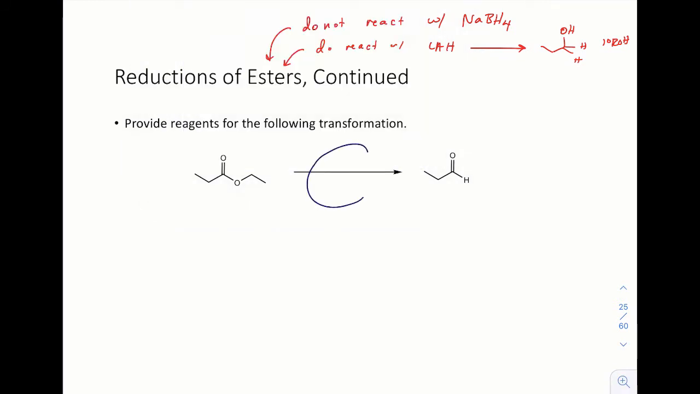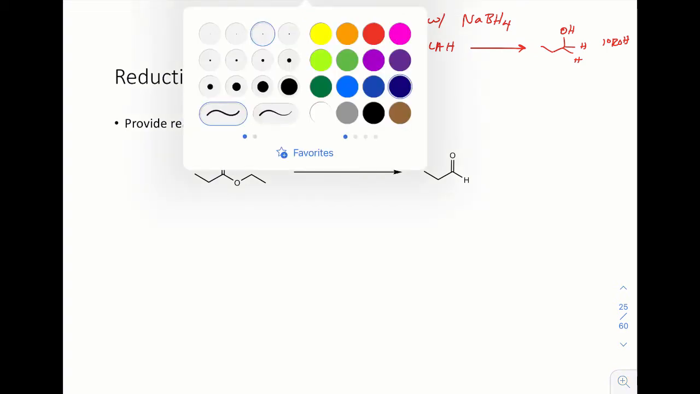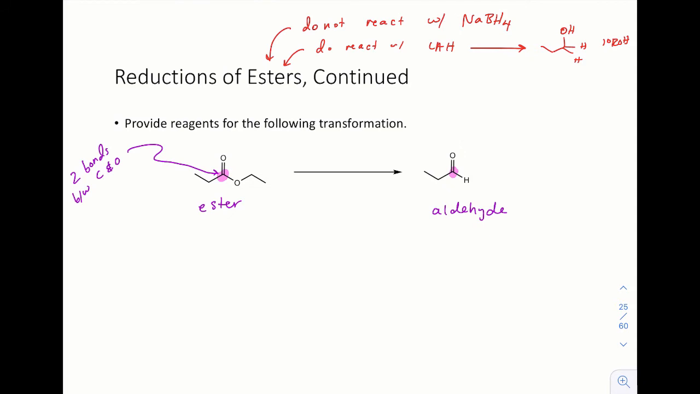Now, we don't know how to go directly from an ester to an aldehyde. We know that this is certainly a reduction reaction, where the carbonyl carbon in the ester has 3 bonds between carbon and oxygen, 1, 2, 3, while the aldehyde carbonyl carbon has 2 bonds between carbon and oxygen. And the only reducing reagent that we currently know that reacts with esters is lithium aluminum hydride. However, lithium aluminum hydride, after aqueous acidic workup, does generate the primary alcohol, not the aldehyde.